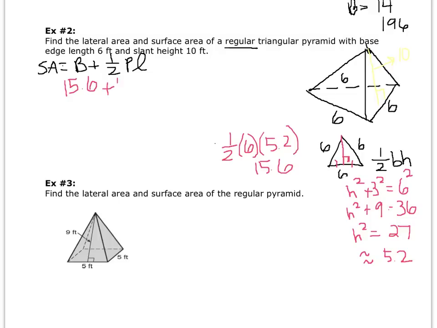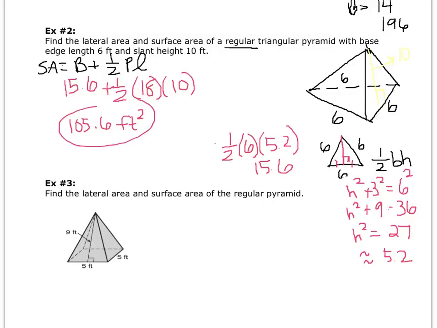And then I'm going to do 1/2. Perimeter would be 6 plus 6 plus 6, 18. Luckily I'm given slant height, I'm given 10. So let's run through the math. I've got 15.6 plus 1/2 times 18 times 10, and it looks like I get 105.6. 105.6, and my unit is feet, so feet squared. Okay, that's surface area.